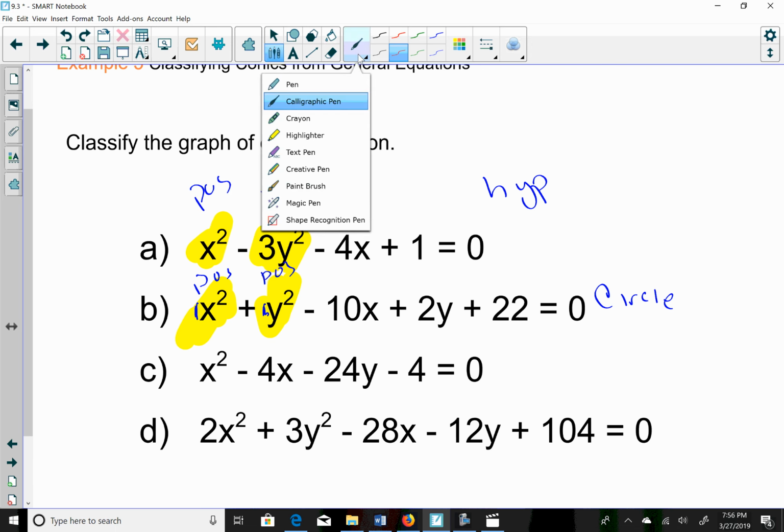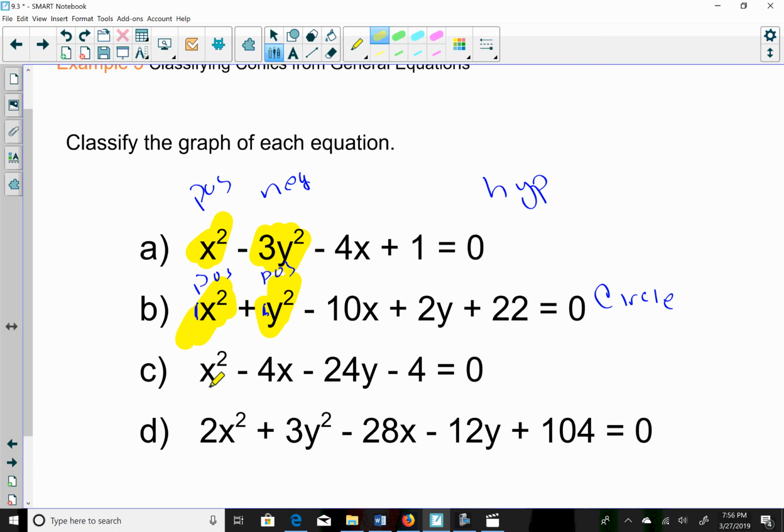Looking at the next one, I have the x squared, but when I look through the rest of the equation, nothing else is squared. I only have one variable squared. If only one variable is squared, that makes this a parabola. And finally, the last one, I have 2x squared and I have 3y squared. So they're both squared. They're both positive. They are not the same. One's a 2 and one's a 3, so they are not the same, which makes this an ellipse. And it's really that easy.